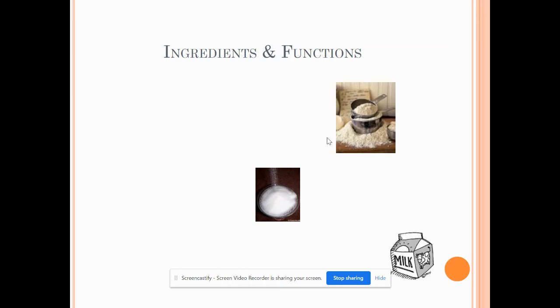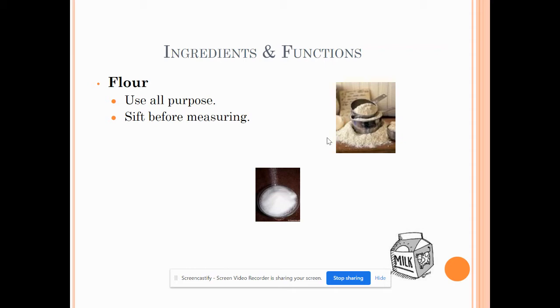The next section of our notes is very, very important. And a lot of this information is going to carry over into a lot of our other units as well. So, the function of the main ingredients found in quick breads. The first ingredient is flour. Generally, we use all purpose flour as it has lots of purposes. So, it could be used for a lot of different recipes.